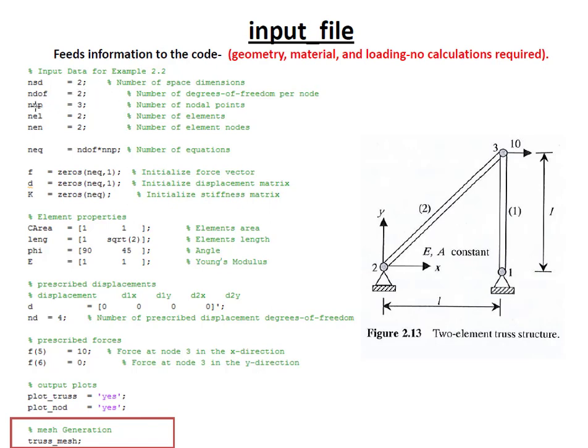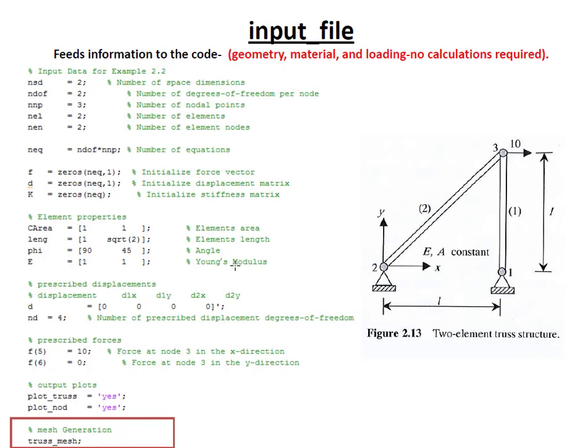Then we want to write the number of nodal points. In this case, we have 3 nodal points, 1, 2, 3. So the number of nodal points is 3. Then we want to proceed to write the number of elements, which are 2, 1, 2. Then we want to let the input file know how many nodes per element. So there's 2 nodes per element. Then the number of equations can be obtained by multiplying the number of degrees of freedom per node, which is 2, times the number of nodal points, which is 3. So we have a total of 6 unknown equations.